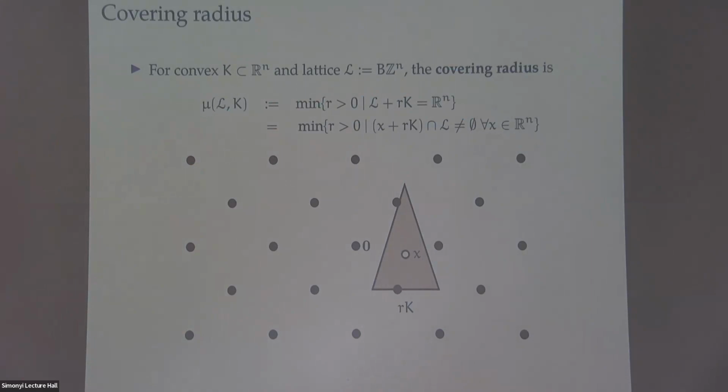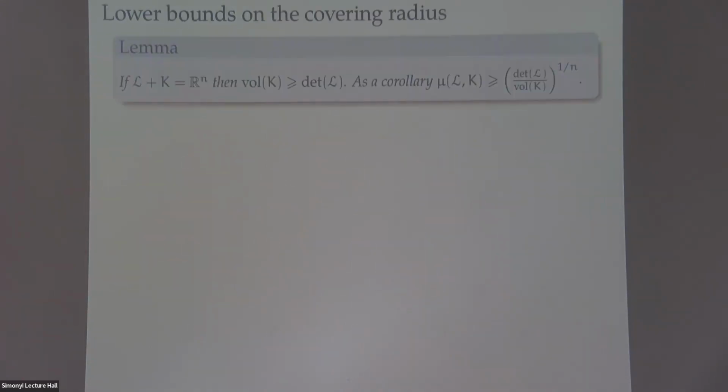So the only thing I'll prove in this talk is this lemma. It says that if I have some convex body K that covers the entire space, the volume is at least the determinant of the lattice. And this corollary should be understood to hold for any convex body and any lattice. It doesn't have to satisfy this part. So okay, I'll give just the proof of this part. It's not too bad, so bear with me for one slide.